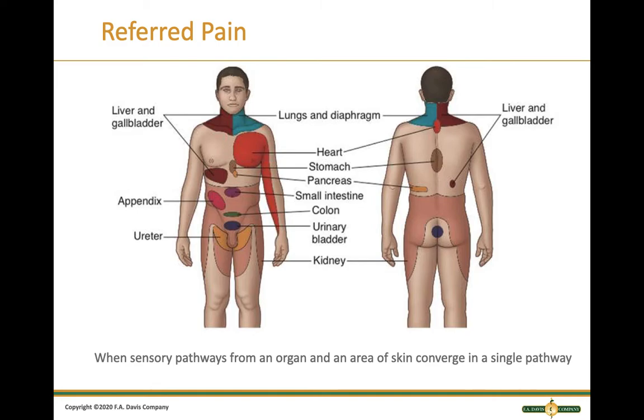Referred pain happens when sensory pathways from an organ and an area of skin converge in a single pathway, and then our nerves get a little confused. So for example, if there's pain in your heart, that gets carried in the same pathway as the pain from your left arm, and so your body gets a little confused.